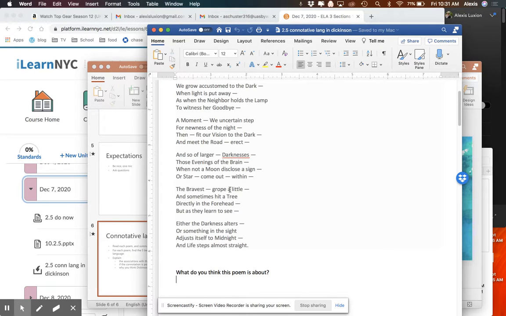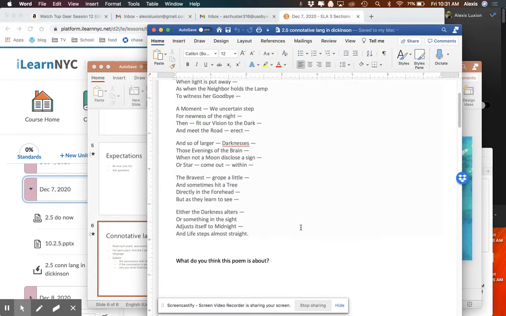our way through it. And that eventually what happens is that we learn, she says here, either the darkness alters or something in the sight adjusts itself to midnight. So she's talking about that we learn to deal with it, right? We learn to manage it, or we learn how to move past it, and life steps almost straight. So things kind of go back to being good.